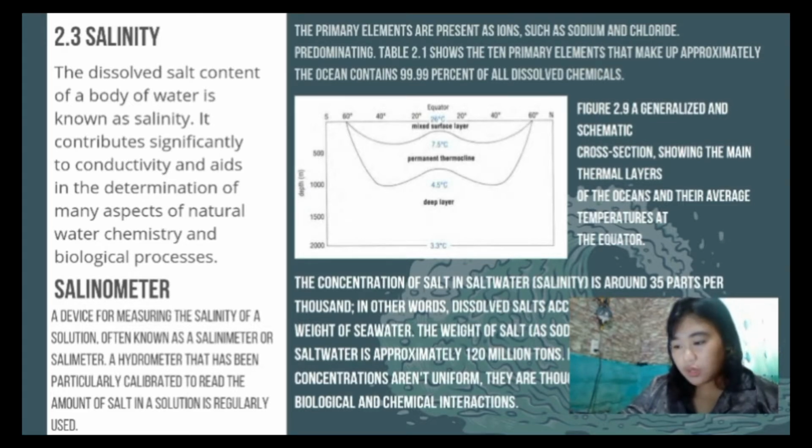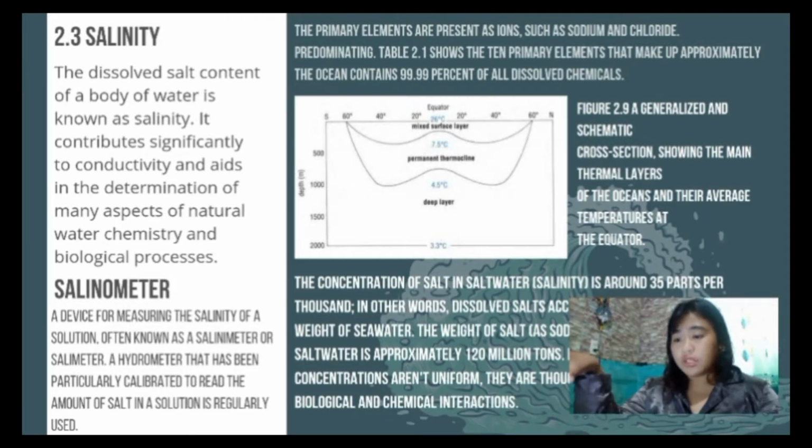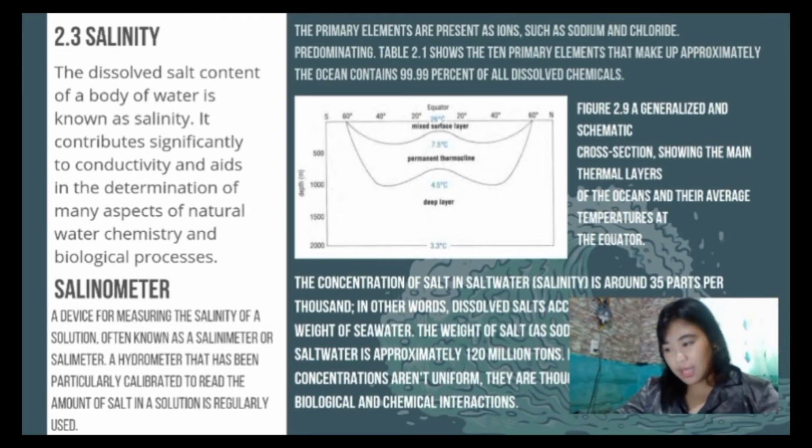Most of the primary ingredients' concentrations aren't uniform. They are thought to be greatly impacted by biological and chemical interaction. Some behave in a conservative manner. As a result of this feature, the total salinity of seawater may vary, but the relative salinity remains constant.